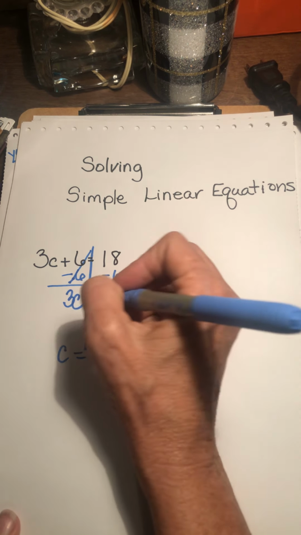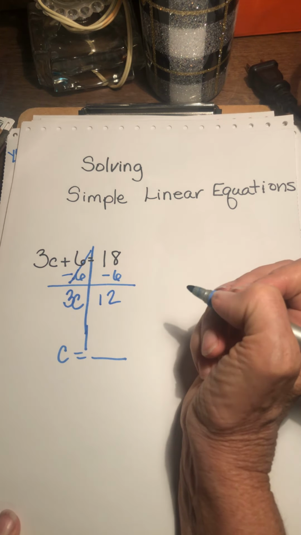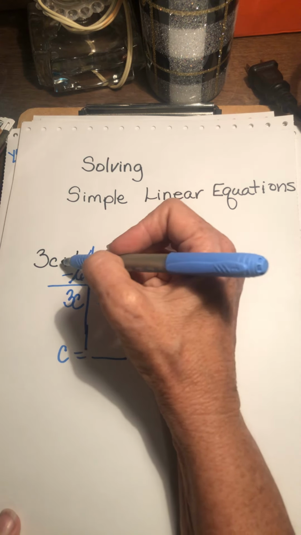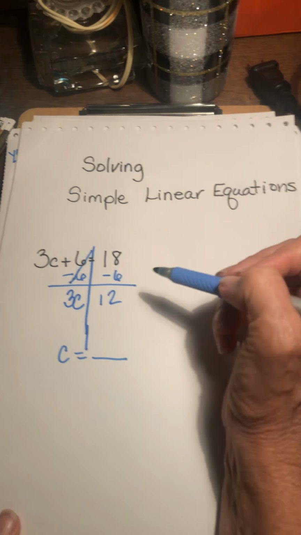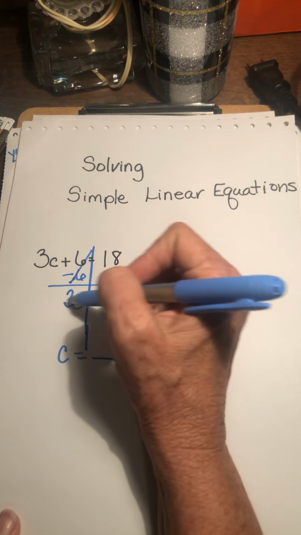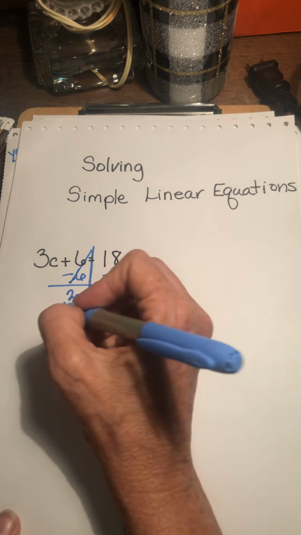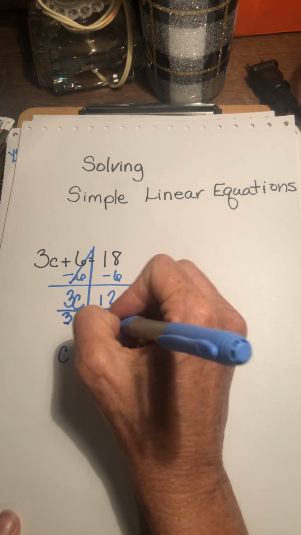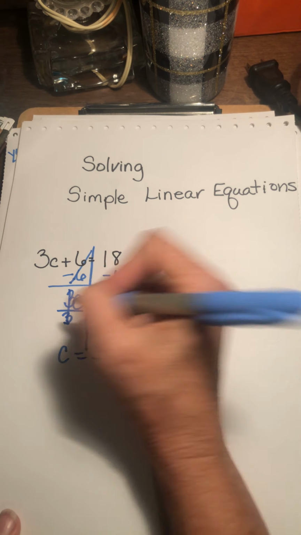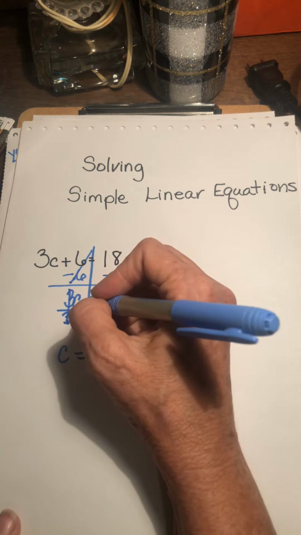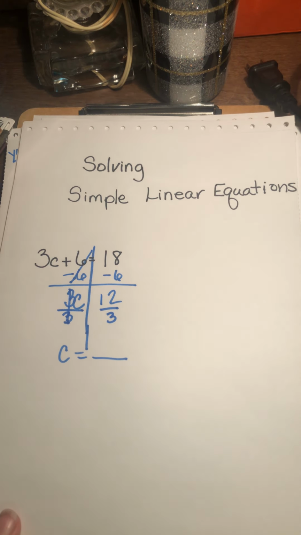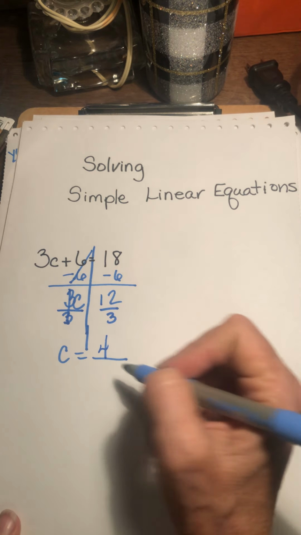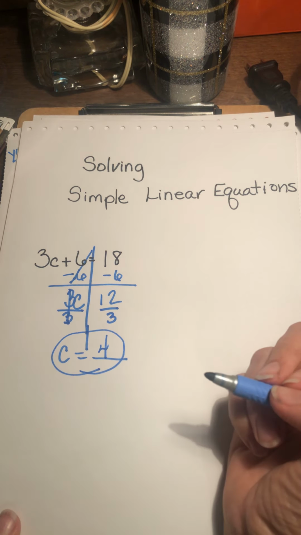18 minus 6 is 12. Right now, this means 3 times C. Remember when it was plus, we did its opposite and we did minus. When it's multiplication, 3 times C, we're going to do its opposite, which is division. So we're going to divide this side by 3 and this side by 3. This goes away, leaving me with just C, which is what I wanted. And 12 divided by 3 is 4. So I found out that C is 4.